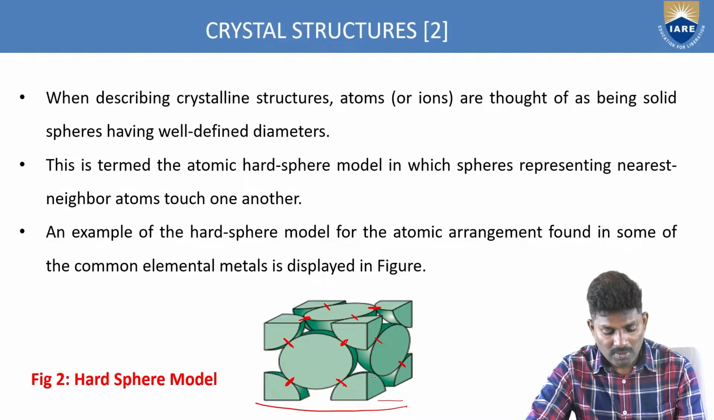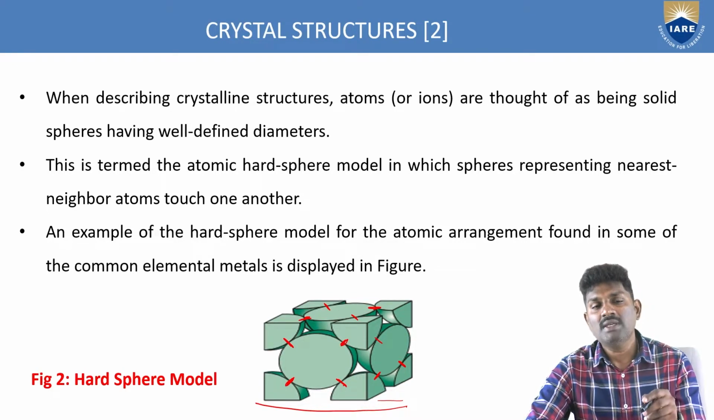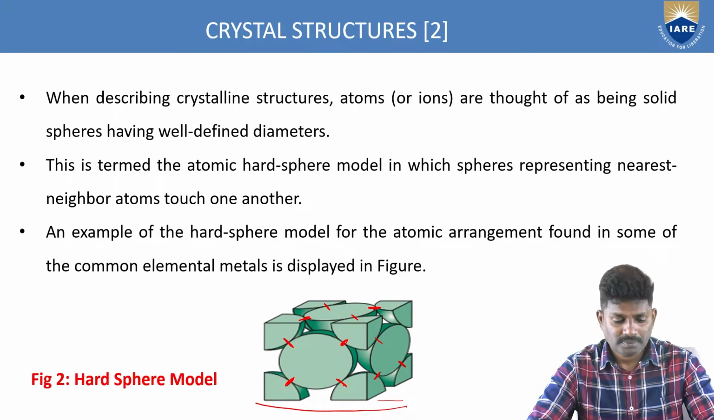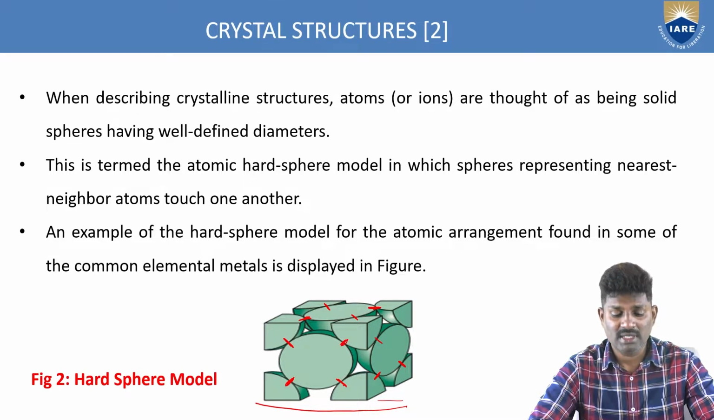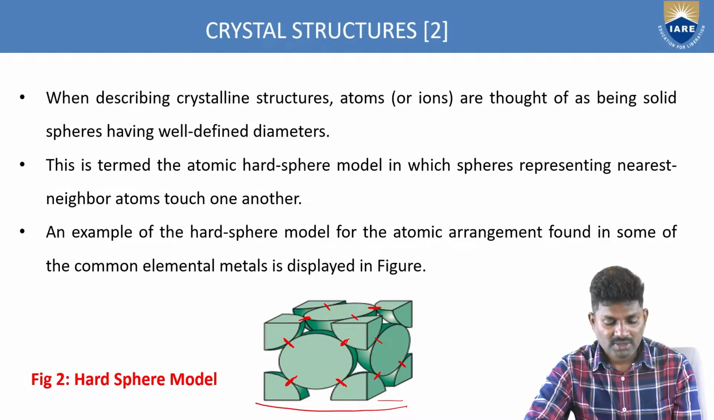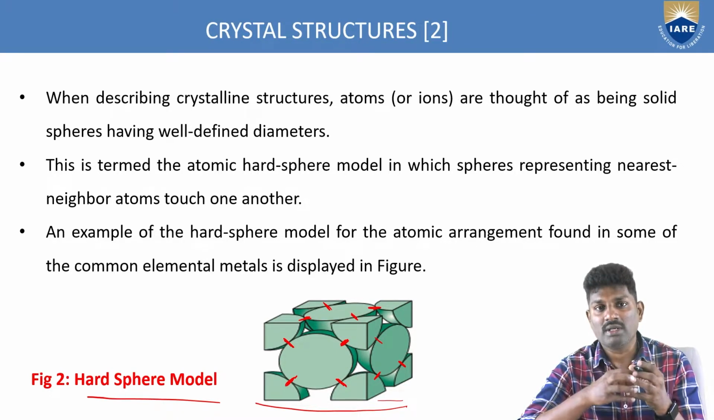That means there is some bond, whether it is a covalent bond, metallic bond or ionic bond. Any type of bonding will be there wherever the atoms which are very near are in contact. So that's why there is nearby contact. An example of the hard sphere model for the atomic arrangement is found in the common elemental solids. So what is the arrangement of the atoms and how are they contacting? This is about the bonding in the hard sphere model, where you can visually see how there is a bonding between atoms which are closely in contact with each other.